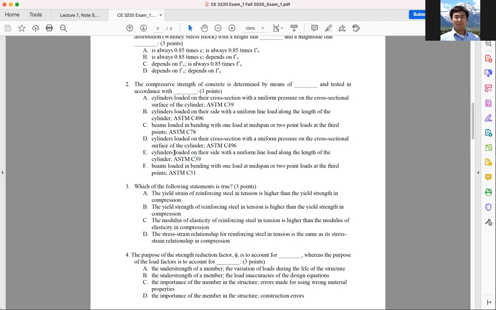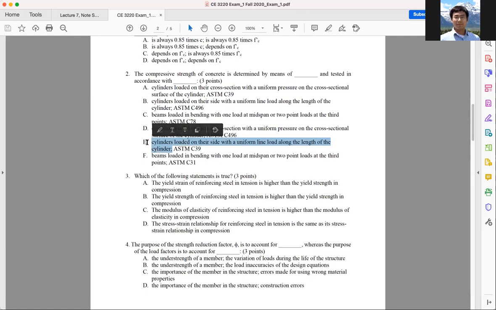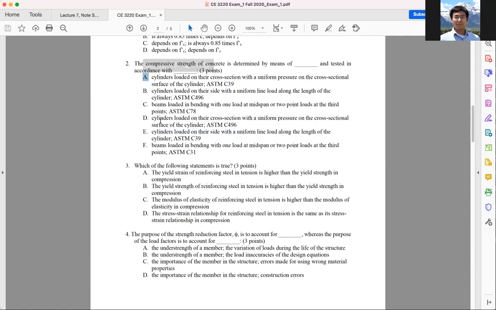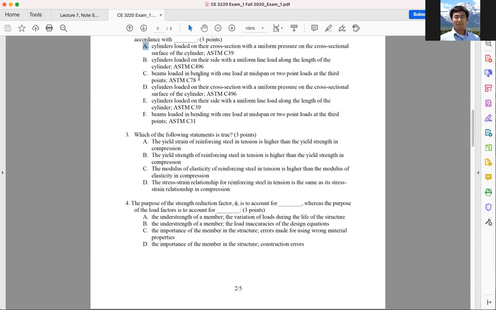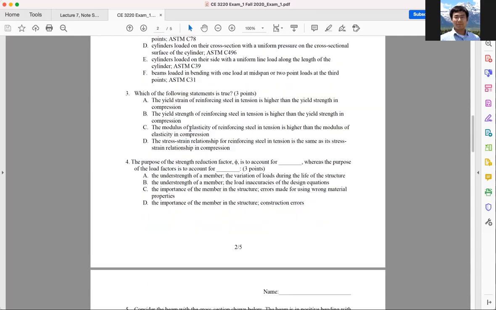Take a look at the E. Cylinder loaded on their side with uniform line loading along the length of the cylinder. This sounds more like a split tensile tester of the concrete. So I'm not gonna pick E. The correct answer should be A, okay? All the others have wrong ASTM numbers, so no.